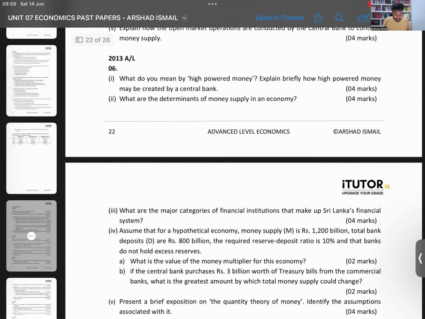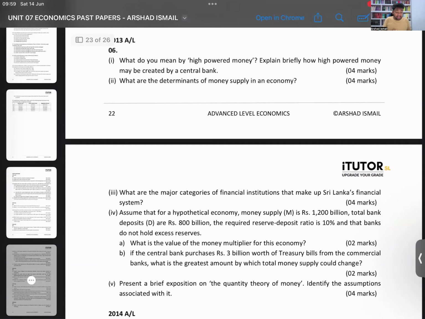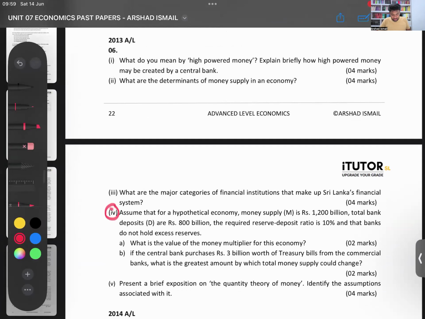This one, Lamai, is not really credit creation. That's again a good thing for you all to figure out. So I'm guessing you all told me this question, 2013 question 6 part 4. Is that what you were referring to? Yeah. This is a money supply related one. This actually comes in the first part of unit number 7. It looks very much like credit creation, but this is not credit creation, Lamai.